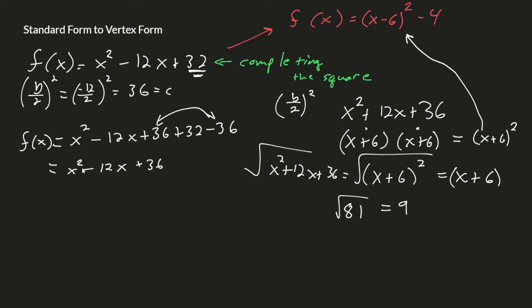So from here, I'm going to simplify this a little bit. We still have x squared minus 12x. And remember, we want this plus 36 part. This is the c value that we're looking to complete the square. Then we have minus 4. I just simplified these two terms.